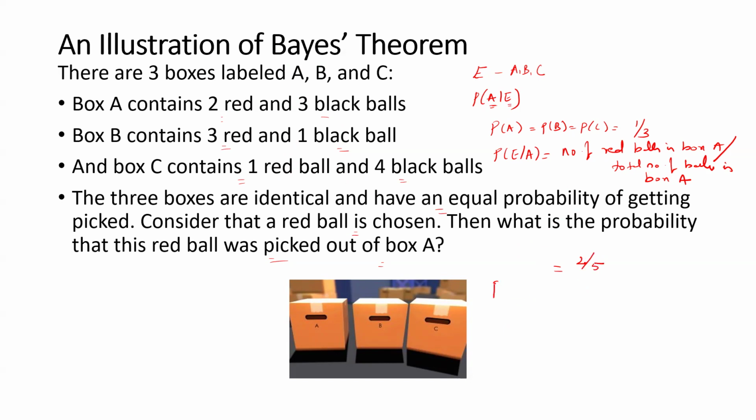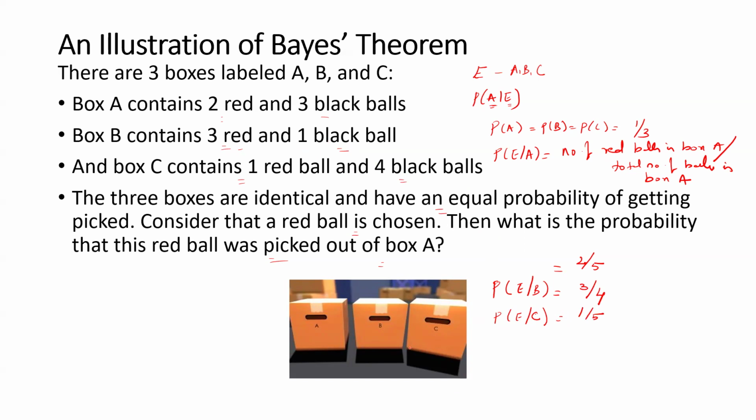Similarly, we have to find the probability of E given B. It is 3 by 4. Why? Because red balls are 3, total is 4. Similarly, probability of E given C: red balls are 1, and total number of balls is 5, so it is 1 by 5.